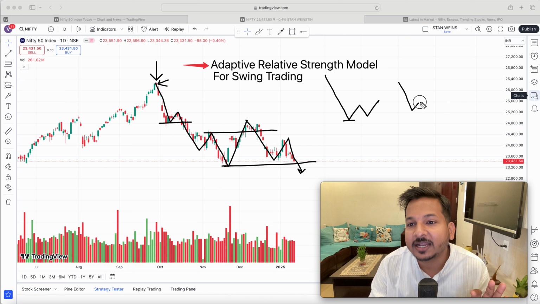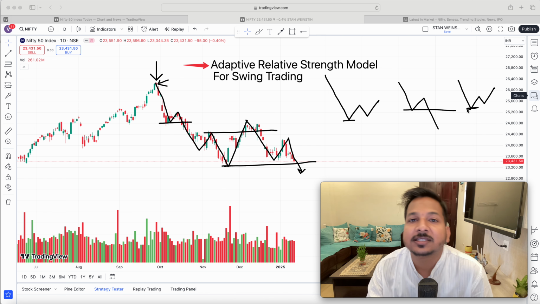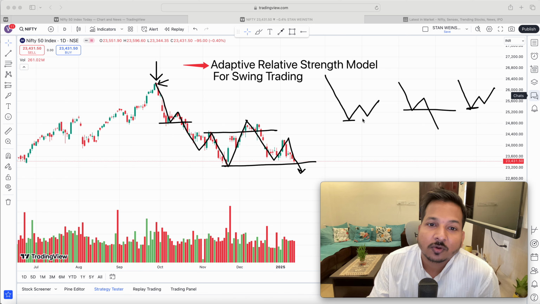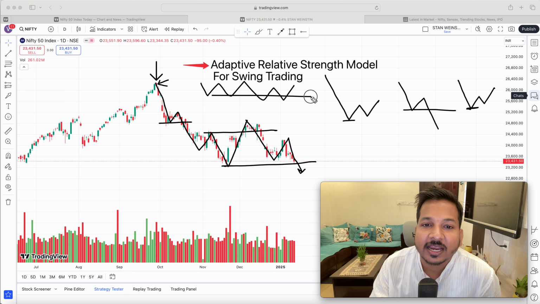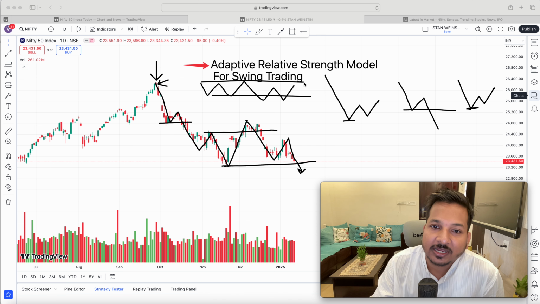When your market is breaking its low, your stock or sector should not break this low, it should defend the last low. Those are the strong stocks. So if you see the IT sector chart, from here onwards it was sideways, showing that it is stronger than Nifty.